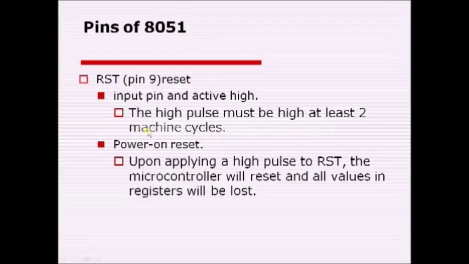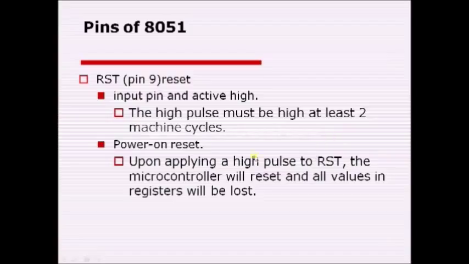Now we can design a circuit for this reset pin. One such circuit is called power on reset. Upon applying a high pulse to the reset, the microcontroller will reset and all values in registers will be lost. As I told you, whenever you apply a logic high pulse on this reset pin, all the registers inside the controller will be initialized to some defined value. Those defined values might be 0 for some registers and something like FF for other registers. Let us see how to design this power on reset circuit, because it is difficult for us to monitor these 2 machine cycles.